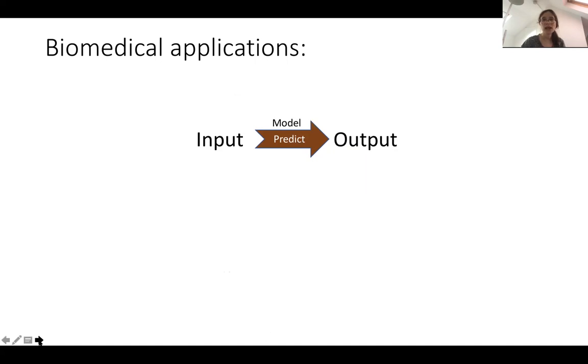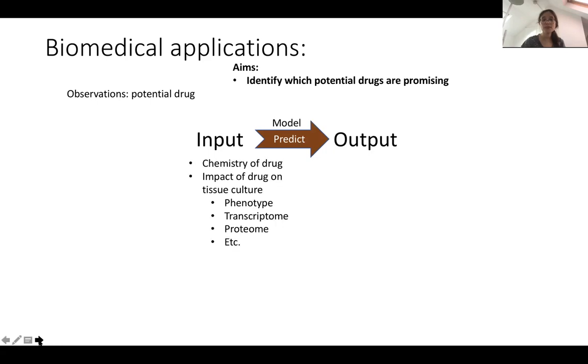There's other biomedical applications where the observations are potential drugs. In this case, the aim is to identify which of the potential drugs are most promising. The input in this case would be different aspects of the chemistry of the drug or different outputs of experiments of the drug in different tissue cultures, such as how the drug impacts the phenome, the transcriptome, the proteome, etc. The output would be a label of whether the drug was successful or not successful.